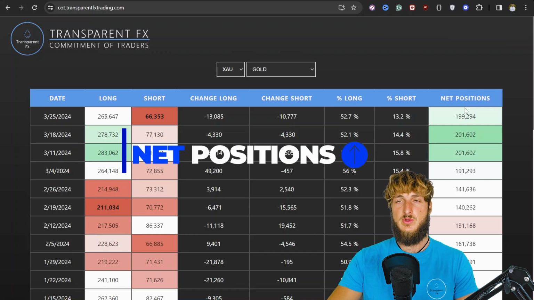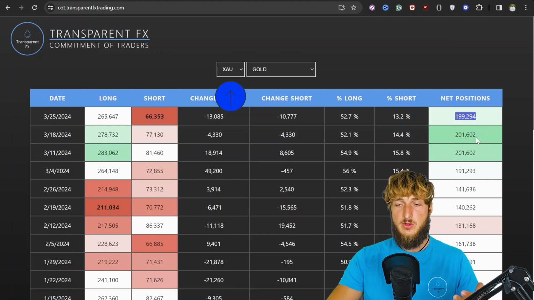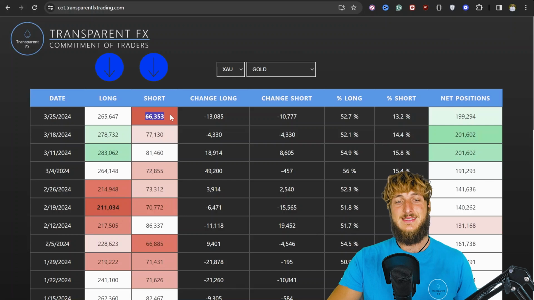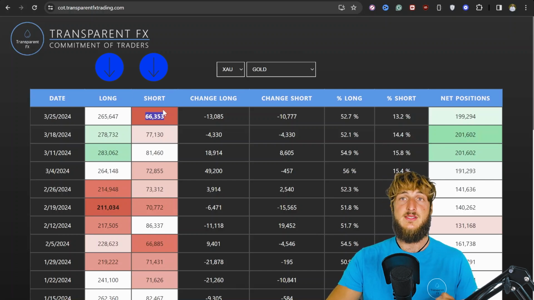In fact, we went from having 131.1k net positions all the way up to having 199.2k net positions. So we had a massive increase of the net positioning, making gold stronger. And what we can notice is that, in fact, institutions are now sitting with 265,000 longs compared to only 66.3k shorts. So a massive amount of longs compared to quite a small amount of shorts from an institutional perspective on gold. And we can see that the increase in longs has come with the last few reports.